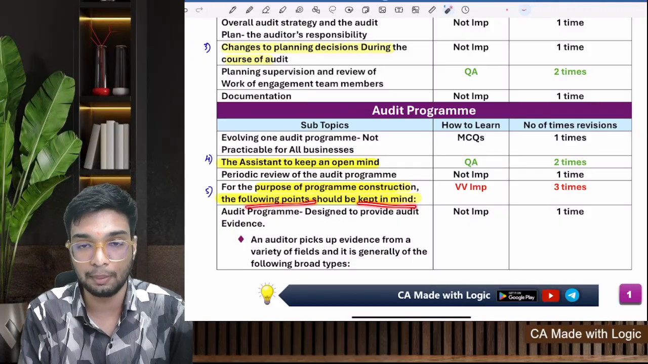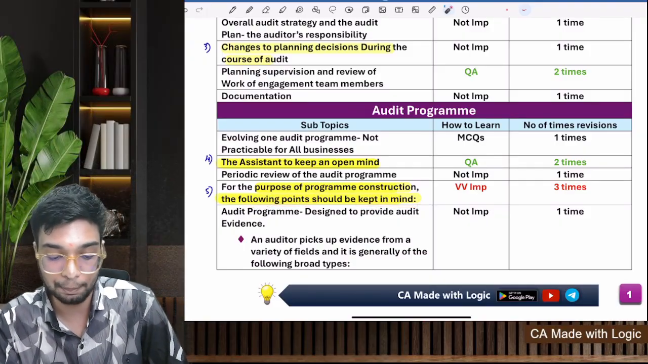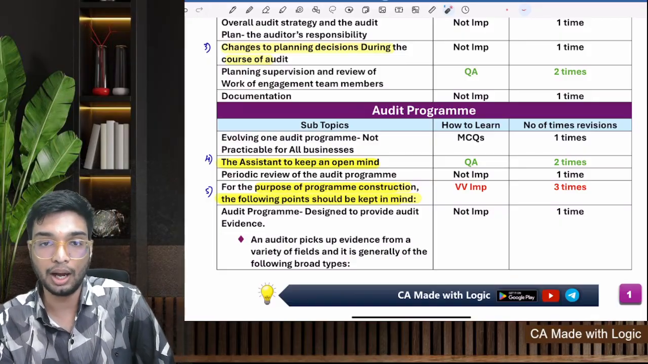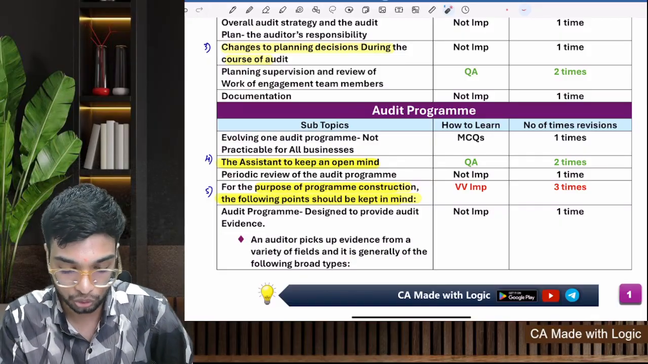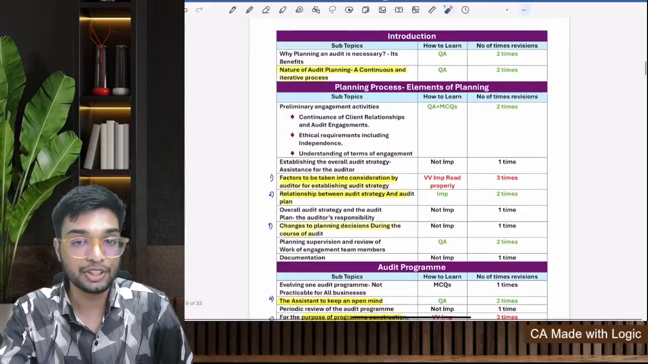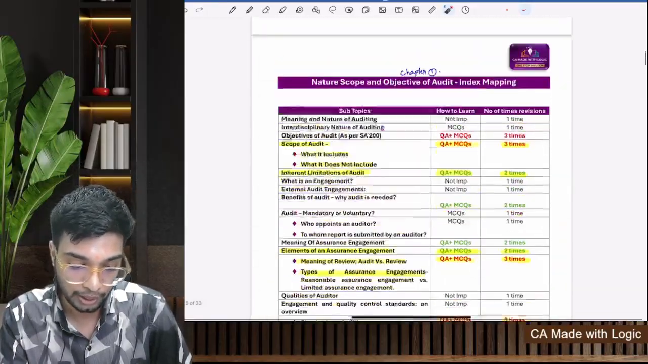Following points need to be kept. What are all the following points you need to keep in mind for drawing an audit program? So these are all the six topics which you need to focus on.